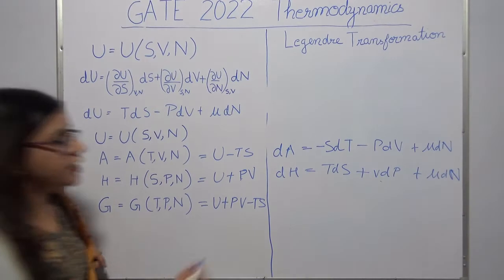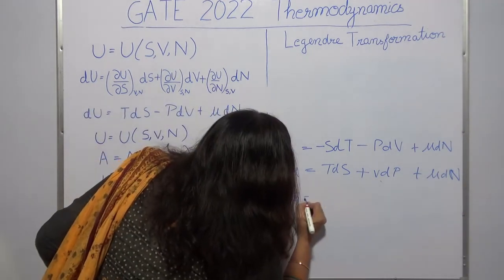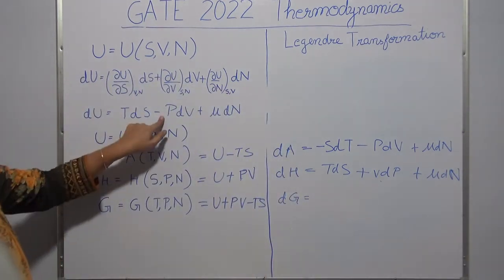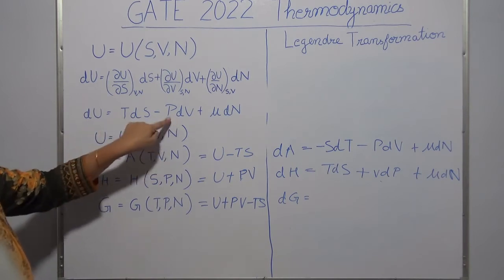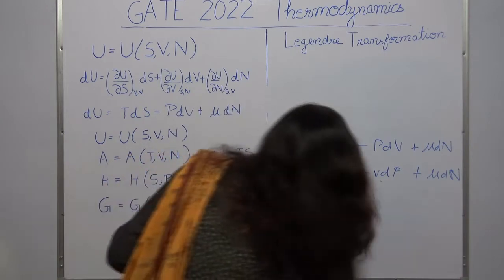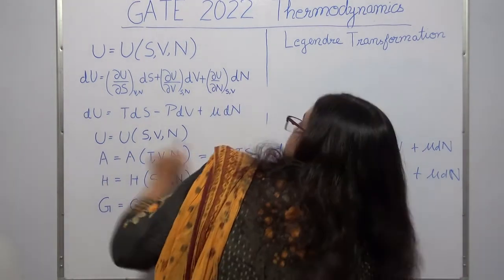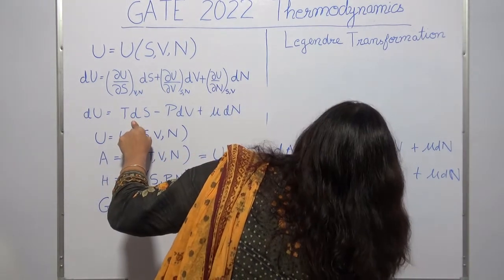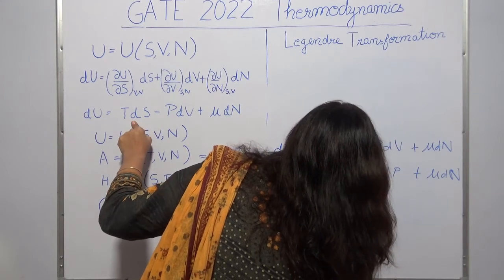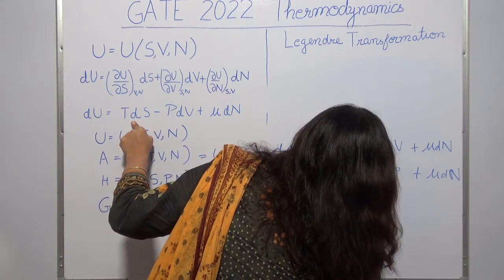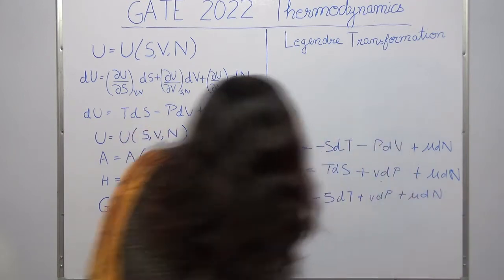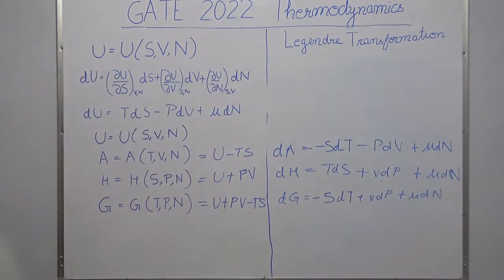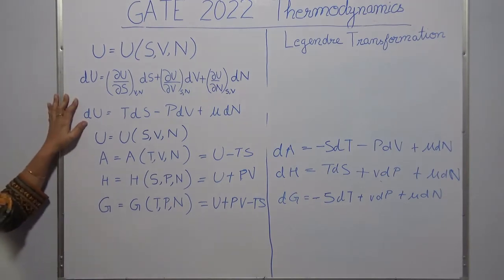Okay. Similarly, for dG, my short form is, I will switch the signs of these two, and TdS will become SdT and PdV will become VdP. So I am quickly getting it: TdS will become SdT, that will be a minus sign, plus VdP plus mu dn. Okay. So these are the equations which I can write quickly if I remember this equation.